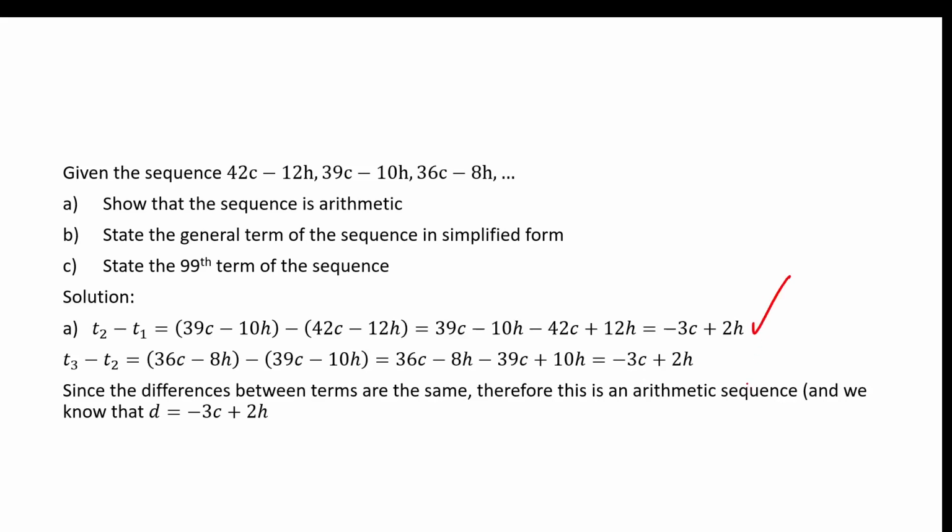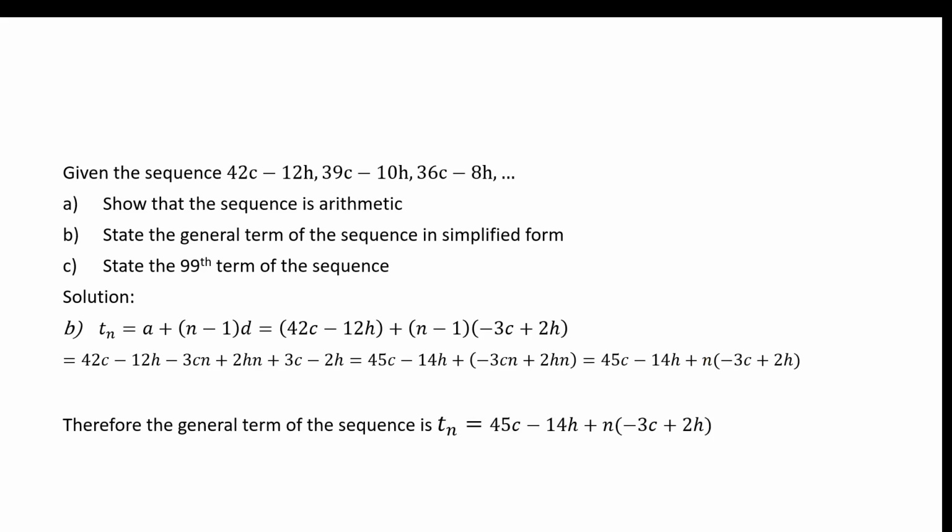So, subtracting backwards, T2 minus T1, and distributing our negative signs and collecting like terms, we get that T2 minus T1 is negative 3c plus 2h, and T3 minus T2 is also negative 3c plus 2h. All right, so that's interesting. That means in order to get from the first term to the second term, we add negative 3c plus 2h, and in order to get from the second term to the third term, we add negative 3c plus 2h. Now, since the differences between the terms are the same, that means it's arithmetic, and we know the value of d.